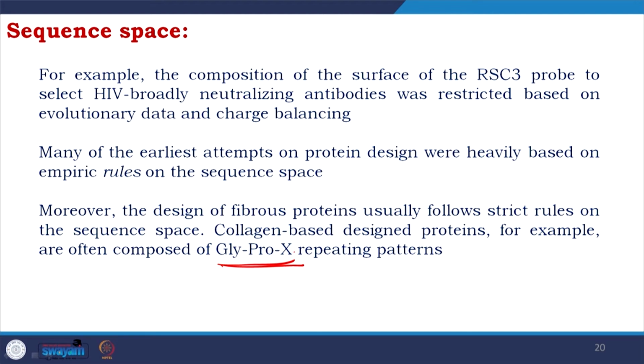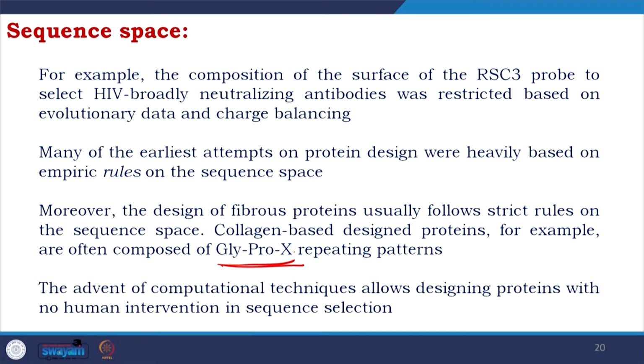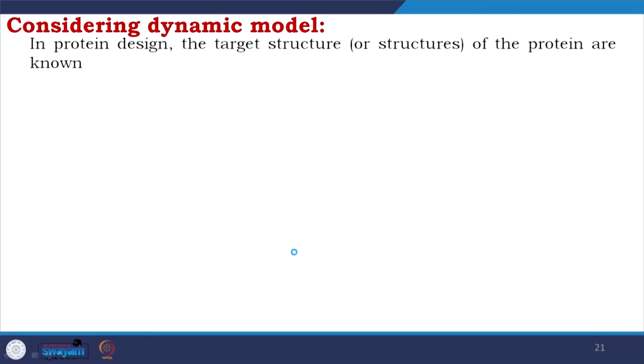which we see in the collagen fiber. The advent of computational techniques allow designing proteins with no human intervention in sequence selection. The whole sequence selection thing is done by automated computation. In protein designing, the target structure of the protein are known, right. So, what I am saying by that, the static information of the 3D structure is known, but now we are talking about a dynamic model.